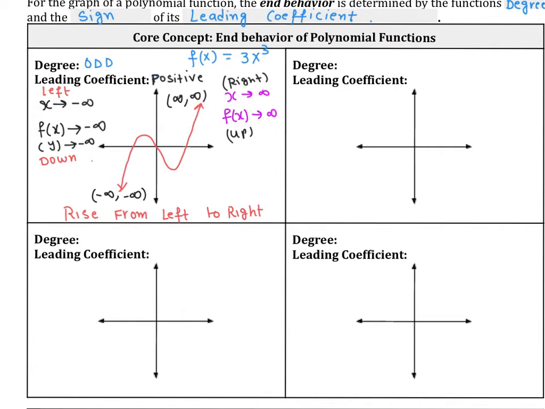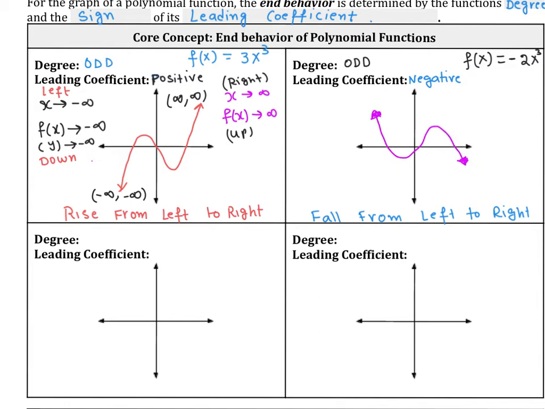For the next function, if you take f of x equals negative 2x to the power of 3 or 5, the degree is still odd. But if you pay attention to the number in front of the degree, the leading coefficient is negative. So it means the graph should fall from left to right. The graph of this function starts on the left side and falls.